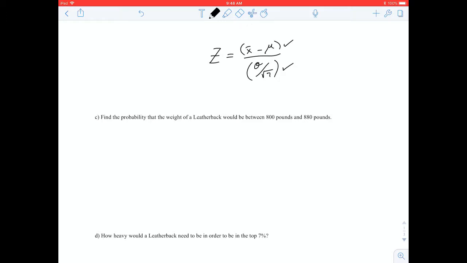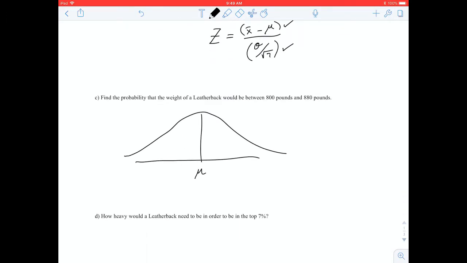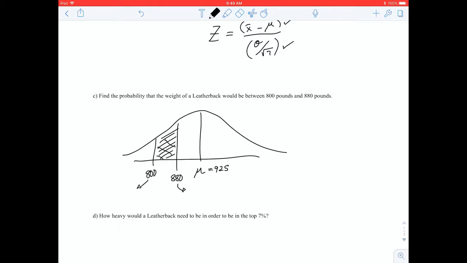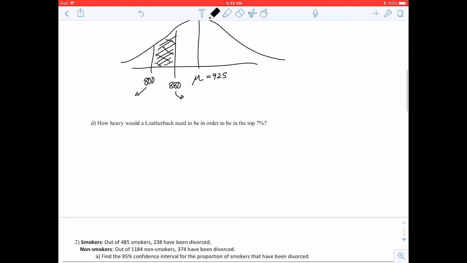Now part C is basically like part A. You would put the mean in the middle. And since the mean is 925, that means that 800 would be over here, 880 would be over here, and then I'm asking for the area in between. So you would do the z-score for the 800, you would do the z-score for the 880, look up the z-scores and find the probability in table A2, and then to find the area between those, you subtract the two answers.